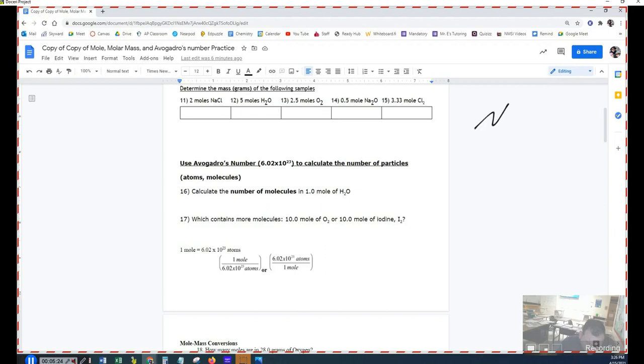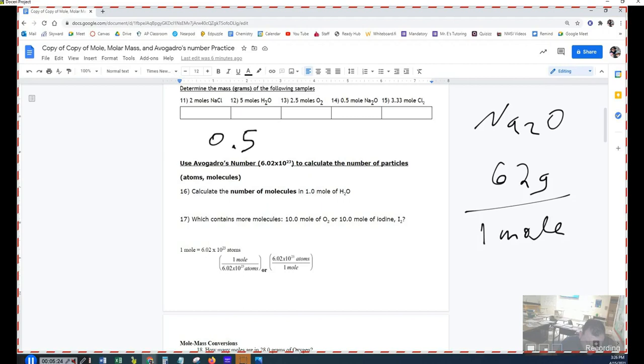0.5 moles of Na2O. Na2O has the following molar mass. It is 62 grams in 1 mole. If we had 0.5 moles of it, that would be 0.5 times 62. That's what's going to go there.